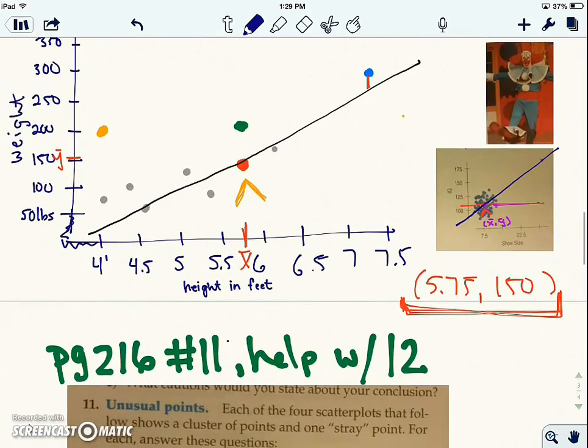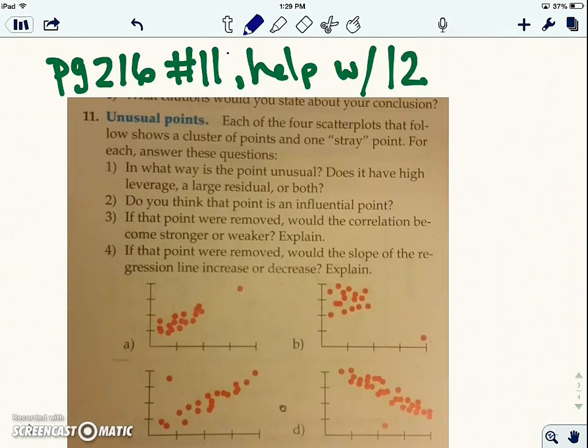Okay, and this is how the book has us look at it. This is page 216, number 11. You did have the answers to it, but I'm going to walk you through them, and it should help you with number 12. I refuse to do 12 because it is just like 11. So if you spent the time to go backwards and forwards from the answers in the back of the book to the question, you should have been able to help yourself.